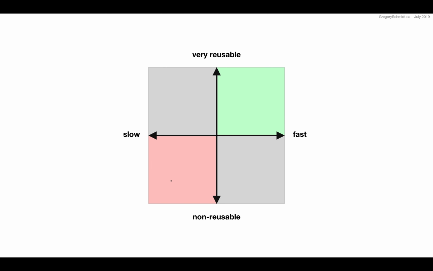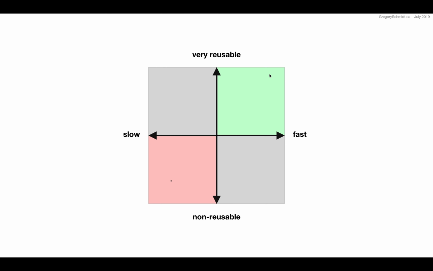Most organizations, or many startups especially, live in the bottom left quadrant. That's a state where things are very slow and non-reusable. And the goal is over time to move towards the top right quadrant, where things move quickly and are highly reusable. Now, moving quickly and having high reusability go really hand in hand.